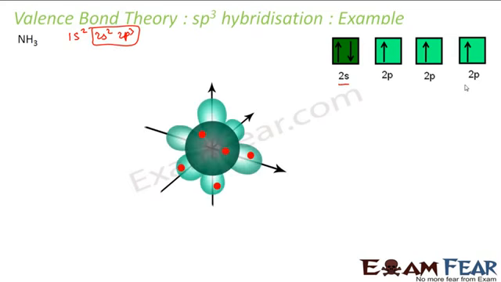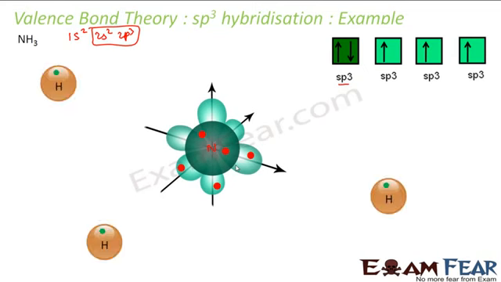Let's draw the shape of nitrogen. So this is the outermost shell I am drawing. So this is my nitrogen. 2s, 2 electrons, and there are 3 p orbitals, each has 1 electron. Correct? Now what will happen is, it will just go sp3 hybridization.